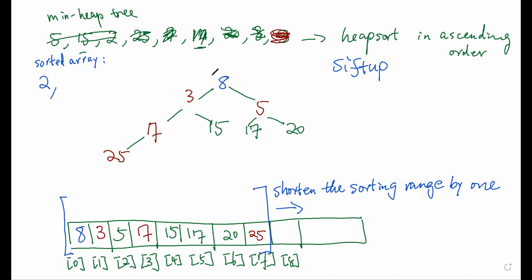This is not balanced, is it? So 8, you need to compare 8 with the minimum of the 2 children, the 2 child nodes. 3 is the minimum. So you need to swap them. So 8 is here, 3 is here, is it? So you are going to swap these 2, 3 and 8.